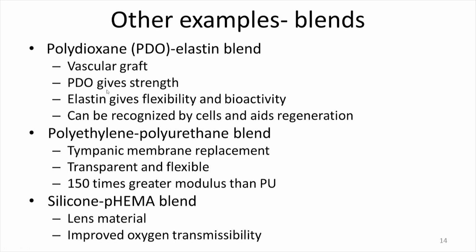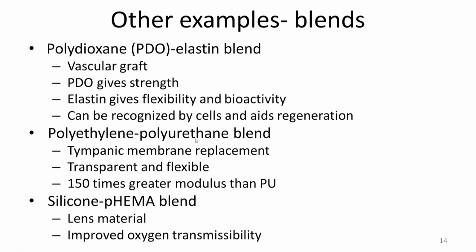Other examples of blends, polydioxanone elastin blend, vascular graft. Polydioxanone gives strength, elastin gives flexibility and bioactivity, which can be recognized by cells, okay. So, this polymer gives the strength, this gives you the bioactivity and recognition. So, they are used in vascular grafts.